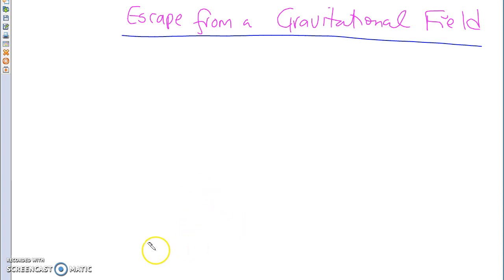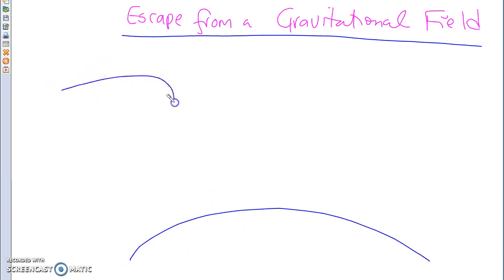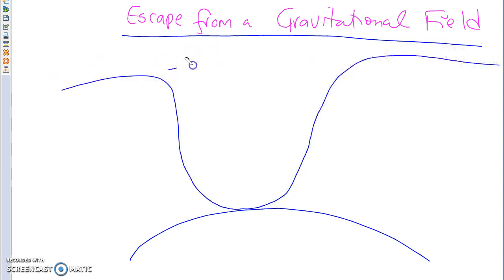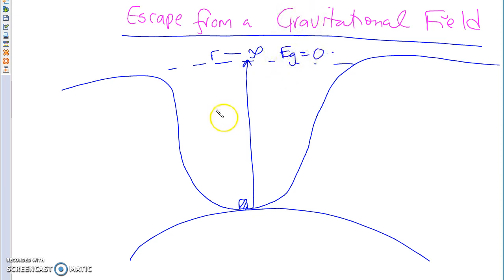So if I am here on the surface of Earth and this is my potential well, the potential well basically means the maximum gravitational pull that exists around Earth that will not allow me to leave. If I'm at the bottom of this well, I want to go from here to here, and when I reach here, R approaches infinity, really far away from Earth, and my EG at the top right here will be 0.